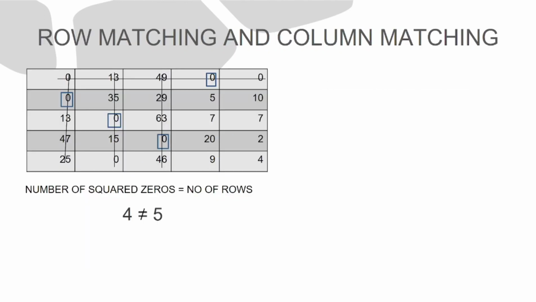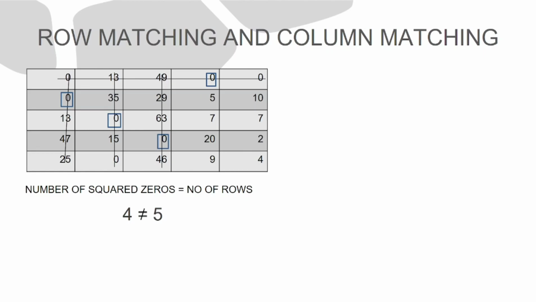Then comes row matching and column matching. After row minimization and column minimization, with the final table we start this process called row matching and column matching. First comes row matching. We need to check the first row. If it has more than one zero, we exclude that, omit that row and move on to the next row. Since we have 3 zeros in the first row, we are excluding that and moving on to the next row.